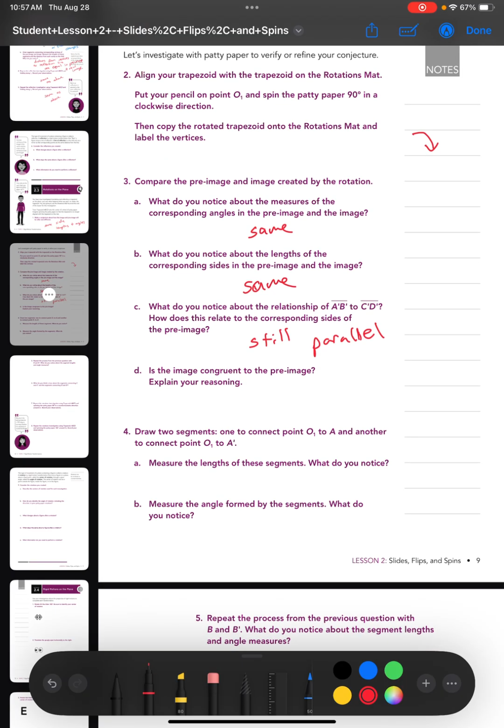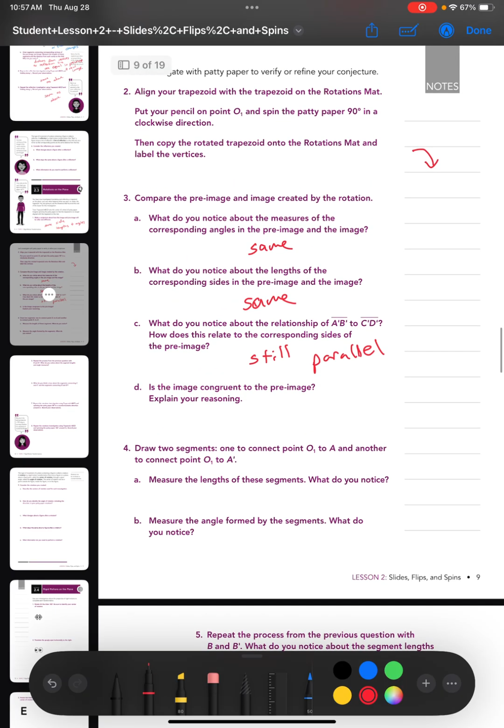And then D, is the image congruent to the pre-image? Yes. So we're still maintaining that congruency because we're not changing the side lengths and the angle measurements.